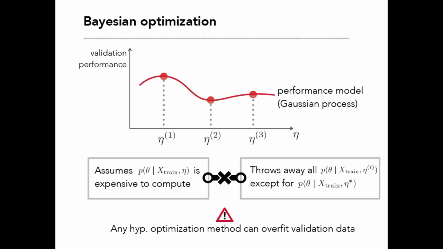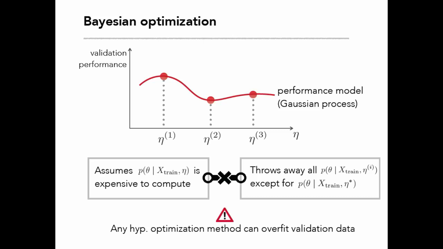And the red line indicates the mean function of a Gaussian process, typically used for its convenient properties and because it will quantify uncertainty, letting us do things like exploration, exploitation, like balancing the two. So each time I evaluate an eta, I update the performance model, and each time I update the performance model, I choose the next eta to try.